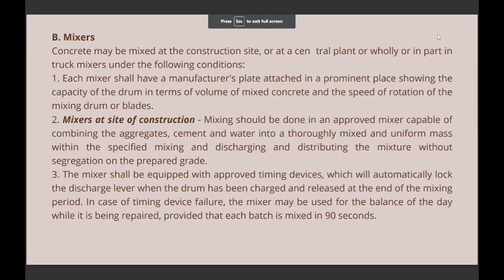Mixer. Concrete may be mixed at the construction site, in a central plant, or wholly or in part in a truck mixer under the following conditions. Number one, each mixer shall have the manufacturer's plate attached in a prominent place, showing the capacity of the drum in terms of volume of mixed concrete and the speed of rotation of the mixing drum or blades.